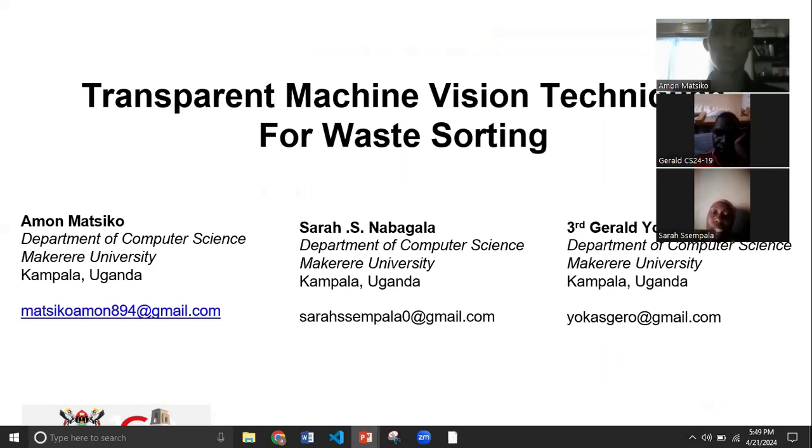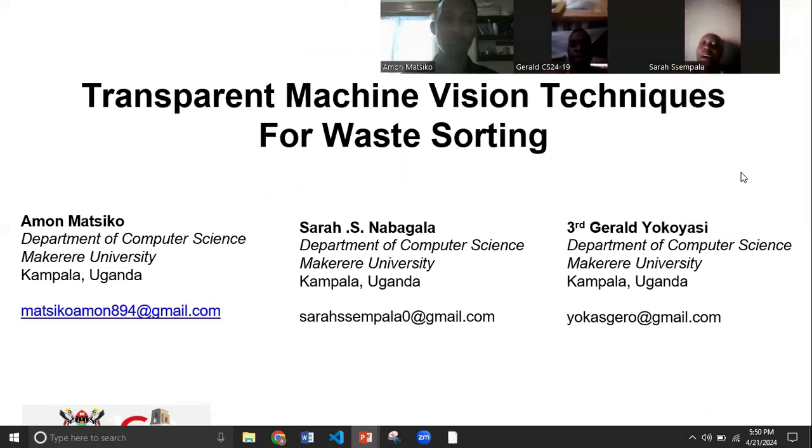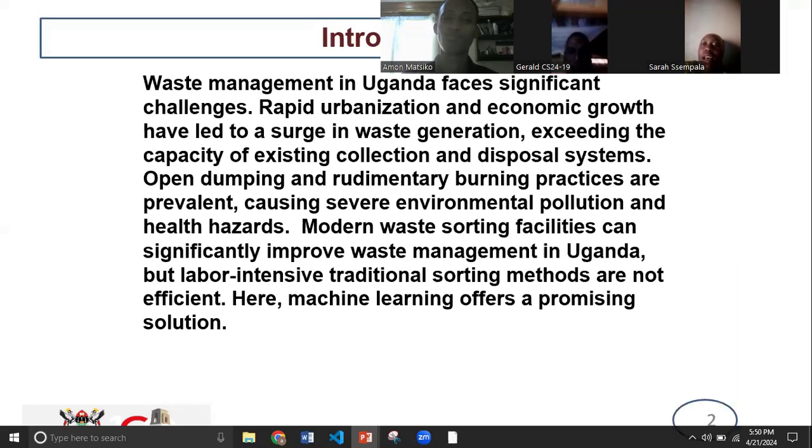This is our project: transfer machine vision techniques for waste sorting, presented by Amon, Sarah, and Gerard. We all belong to the Department of Computer Science. So allow me to give an introduction to our project.